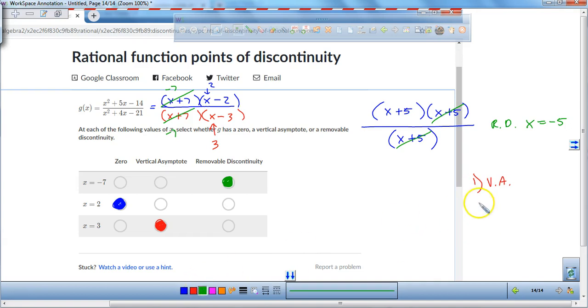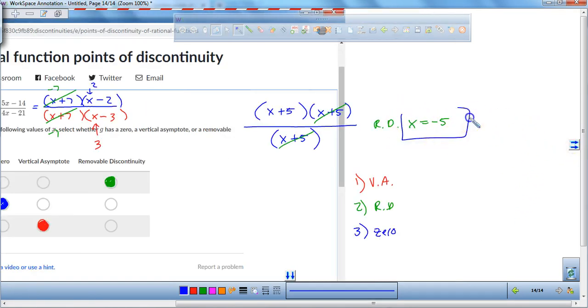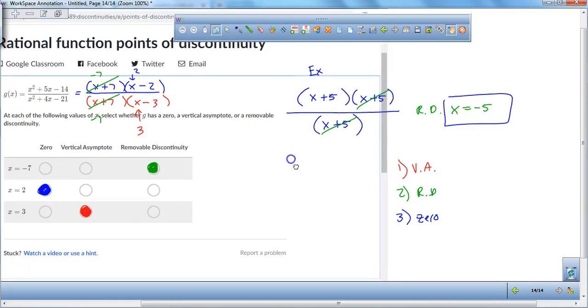Number 2, the second most powerful is the removable discontinuity. And then finally, the last, the 0. So what I'd have to choose in this one is, we have removable discontinuity at x equals -5, and you couldn't choose a 0 on that one. So this is just an example. It has nothing to do with this particular problem, but I've seen them where you have two of these where one of them cancels out and you're still left with that. So this one would only have a removable discontinuity at -5.